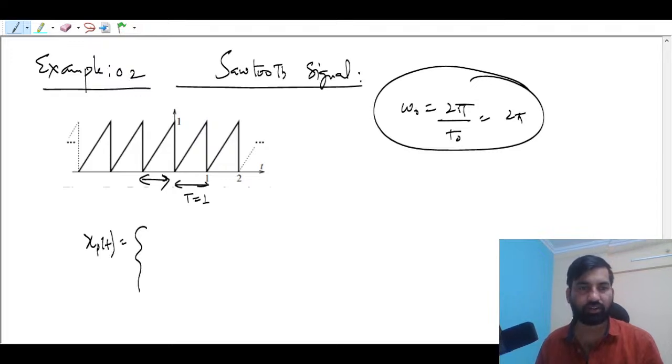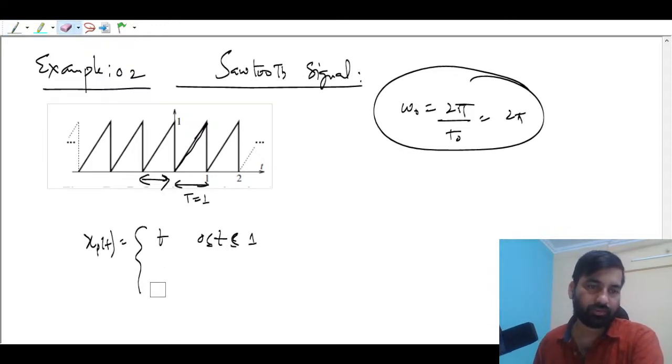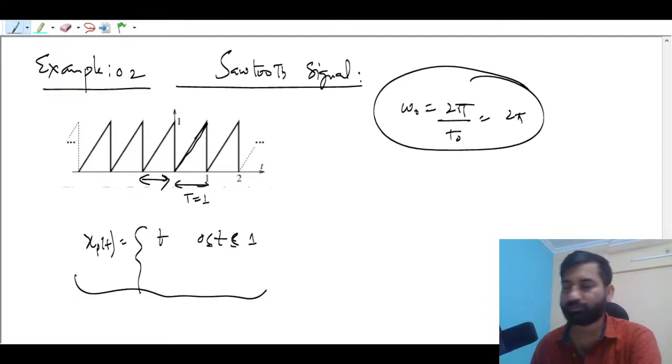If I ask you what is the signal expression, what is x(t) between 0 to 1? So that is nothing but the slope of this line, that is t. Okay, 1 by 1 times t. Don't take 0, this only you have to write, between 0 to 1.